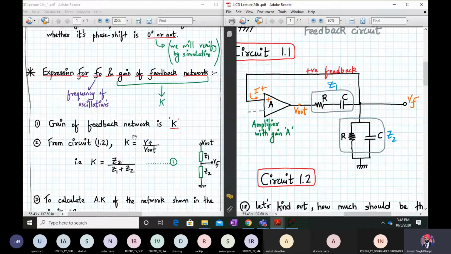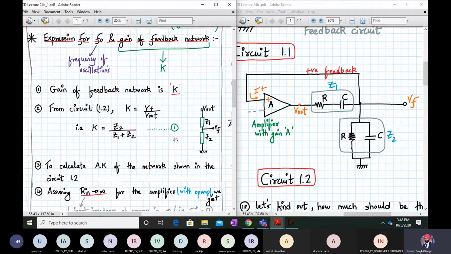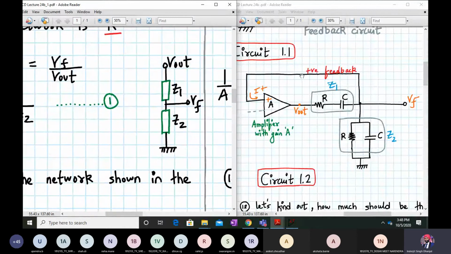So let us assume that the gain of the feedback network is denoted by K. Now can I draw the same circuit as follows: Vout over here, Z1, Z2, and VF. Any clarity required over here? So my VF is there, this is my Z2, this is my Z1. I've just denoted them as boxes. Inside this we have a series RC, and here we have a parallel RC. And we know that no current flows into the op amp terminal, so I plus is 0. Correct?